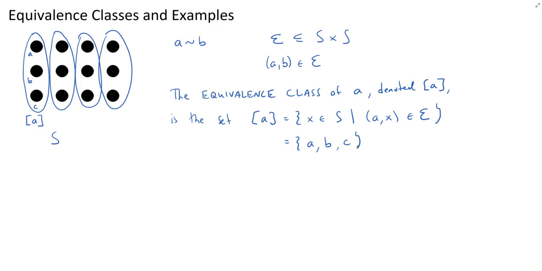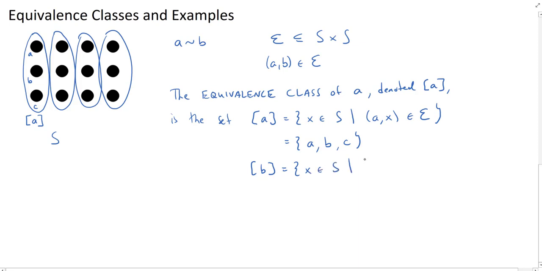Now, you might rightly point out that A is sort of arbitrary here, right? We could have asked for the equivalence class of B. And, well, what would we get? If we asked for the equivalence class of B, then this would be all elements such that B comma X is in E. Okay, but again, we know that A is equivalent to B, so A would be in here. And we know that B is equivalent to B, so B would be in here. And we know that C is equivalent to B, so C would be in here. So in fact, we know that the equivalence class of A is equal to the equivalence class of B. And for the same reasons, this will also equal the equivalence class of C.